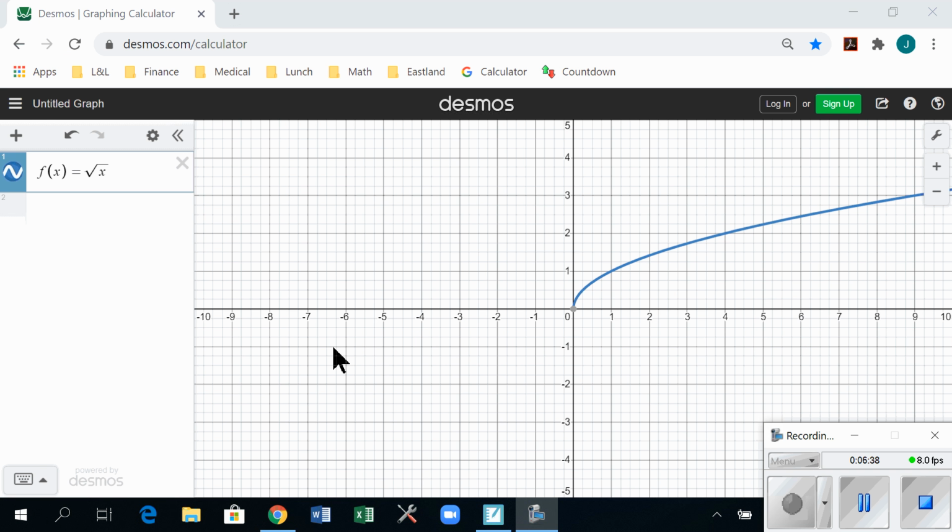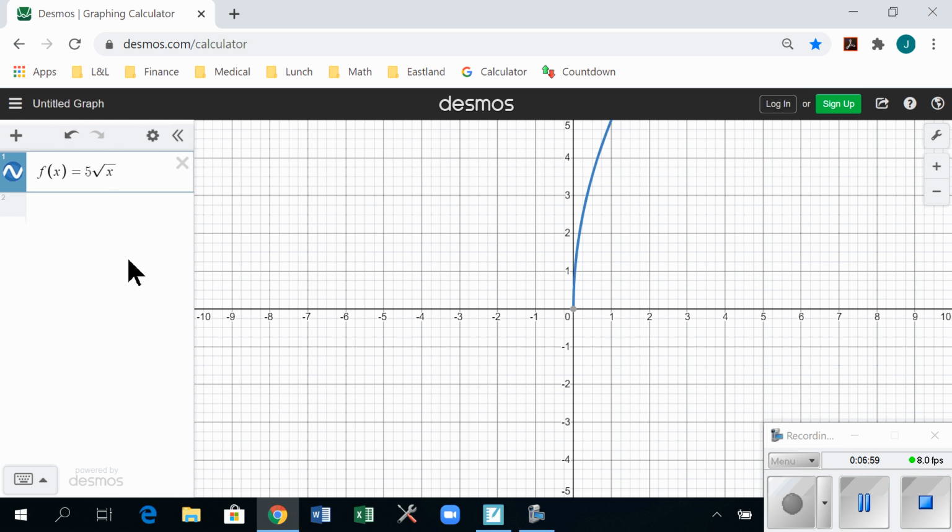So here I have my parent square root function again. Let's watch what happens if we go in front of the grouping symbol here and we multiply a number. We do like a 2. Well, my curve has now become twice as steep. I can make it 3 times as steep, or 4 times, or 5 times, as much as I'd like.